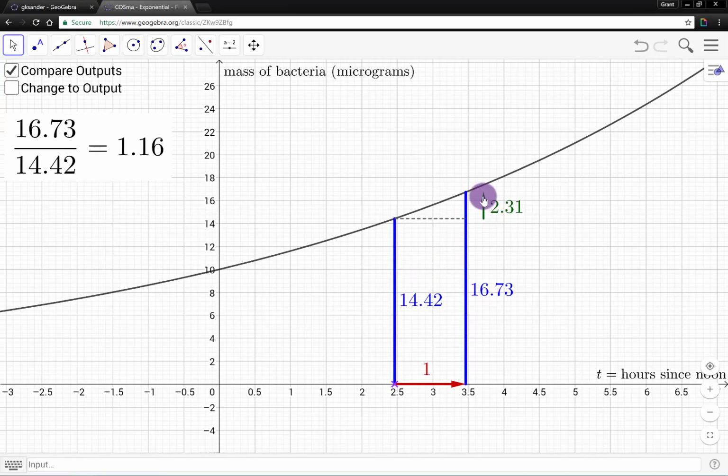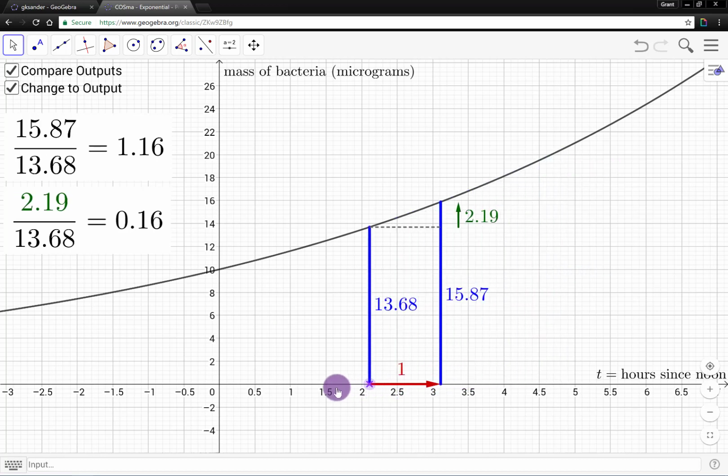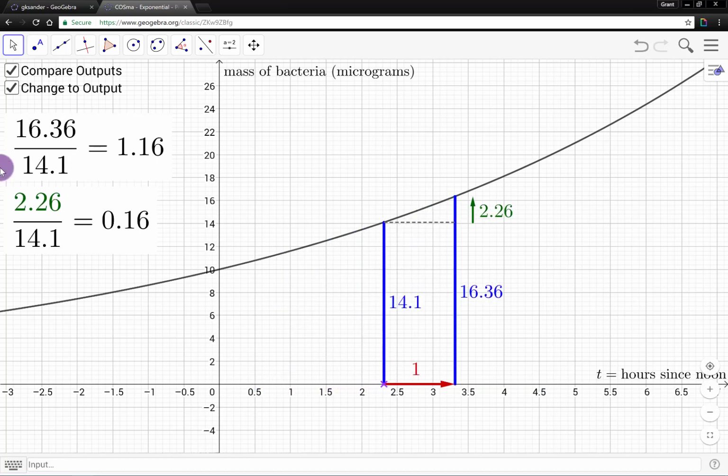Now, let's compare this change in mass of bacteria to the initial mass of bacteria. So right now, the change in mass of bacteria is 2.31 divided by 14.42 times as large as that initial mass. So let's show that. So 2.31 divided by that initial mass of 14.42 is equal to 0.16. So the change in mass is 0.16 times as large as the initial mass. And as we vary the initial value of t, that change in mass is constantly 0.16 times as large as the mass of bacteria at the beginning of the 1 hour interval.